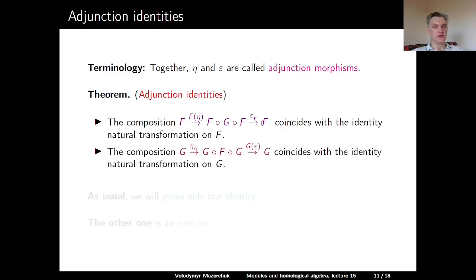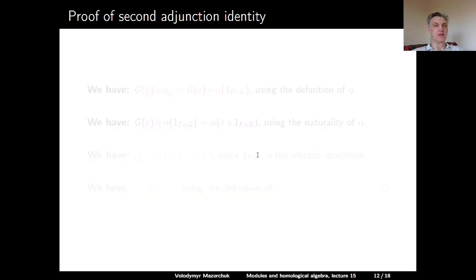Similarly, the following composition coincides with the identity natural transformation on G. We start from G, we apply eta evaluated at G to go to G after F after G, and here we apply G of epsilon to go to G. And this composition is the identity natural transformation on G. As usual, we prove only one of these identities, and the other one is an exercise. So here we prove the second identity.